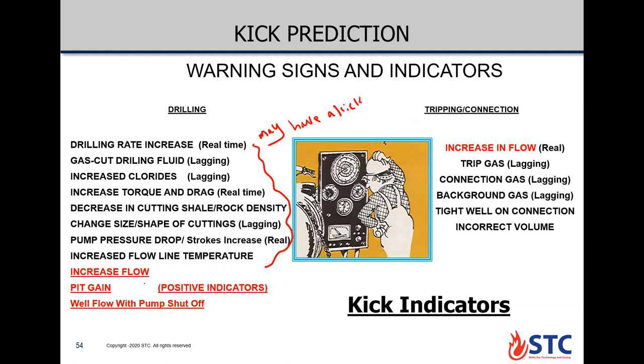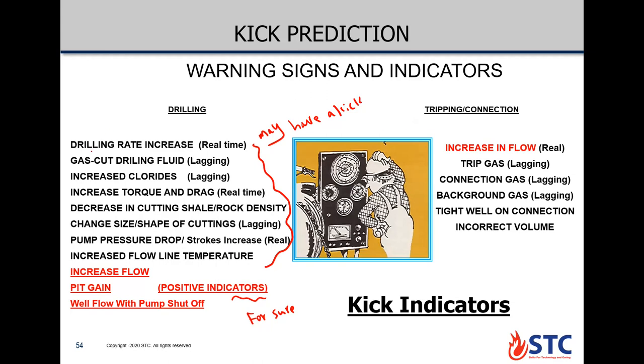But these ones in red lines are called positive indicators. So for sure we have a kick. Okay, so let's start with the black signs.